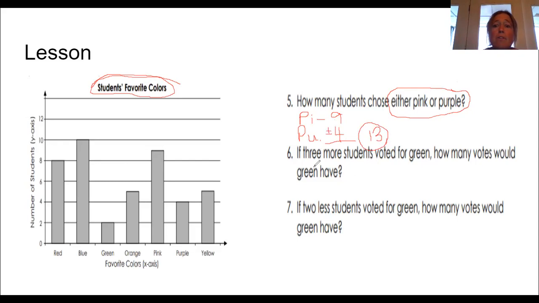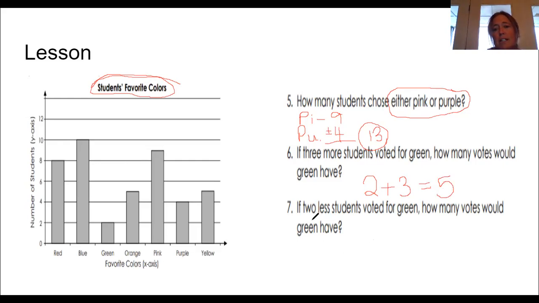Okay. If 3 more students voted for green, how many votes would green have? Green has 2 votes, okay? And it says if 3 more people voted for green, so we have to add the number 3. And 2 plus 3 is 5. So if 3 more people voted for green, they would have had 5 votes.